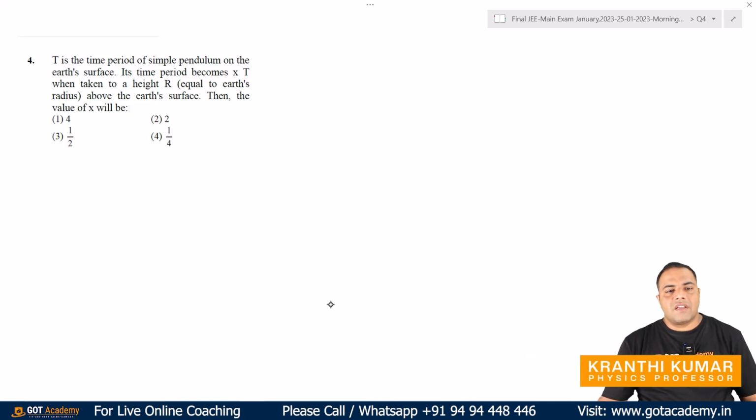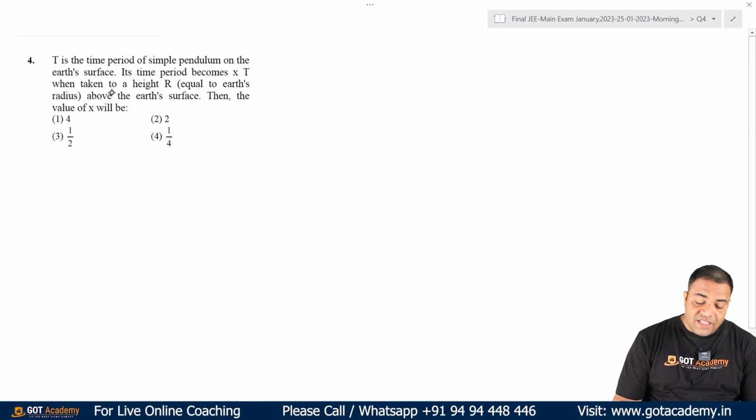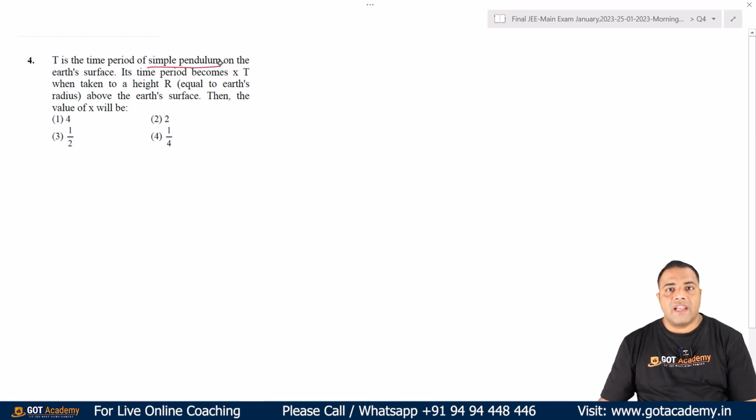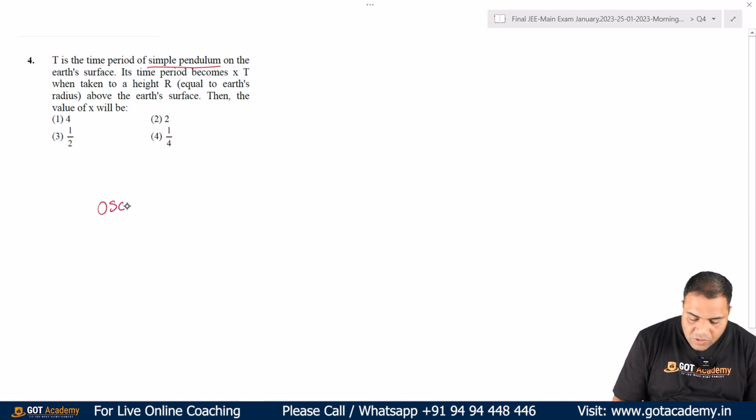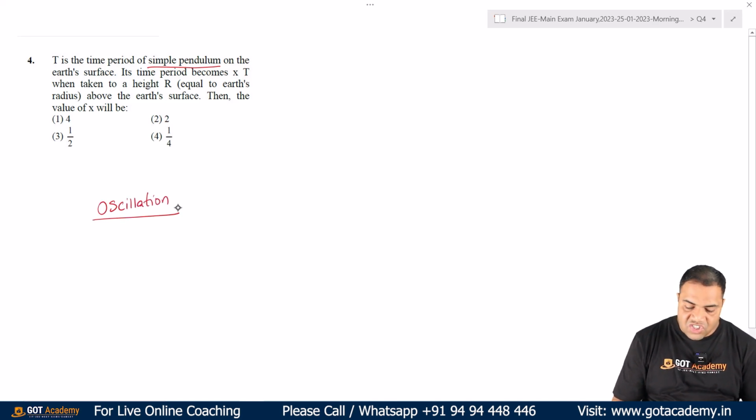Children, now let us discuss our fourth question. Okay. So it was given that T is the time period of a simple pendulum. By looking at this word, we can understand that this is from the chapter SHM, simple harmonic motion, or you could say oscillation. So first of all, we need to identify its chapter, that is oscillation.